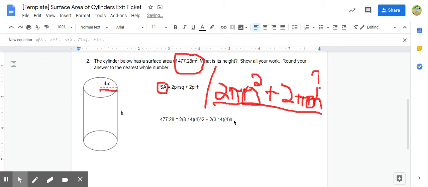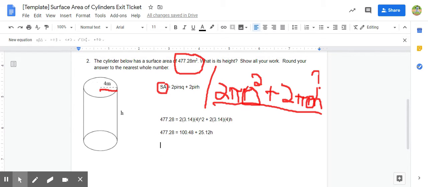So then we could keep writing. 477.28 equals 4 squared is 16 times 3.14 times 2 is 100.48 plus 2 times 3.14 times 4 equals 25.12h. Okay. From here, this is very, very similar to our algebra unit, where we have our multiplier here, we have our constant here, and we have our total. So we know how to solve this problem.